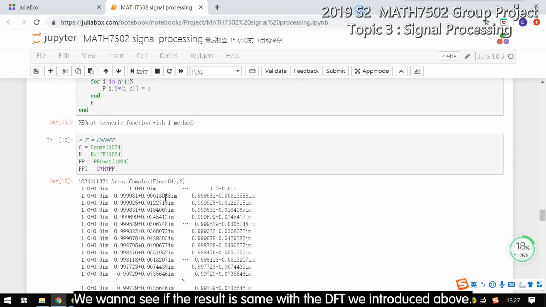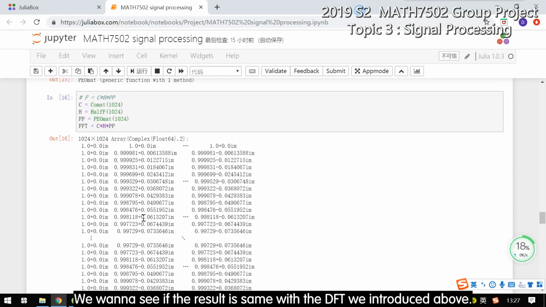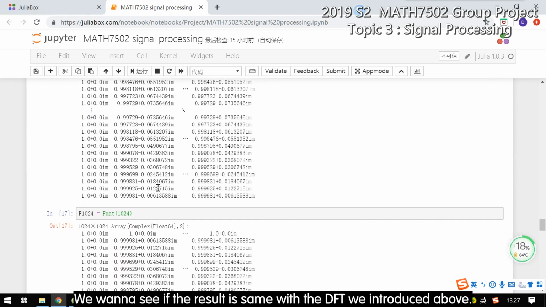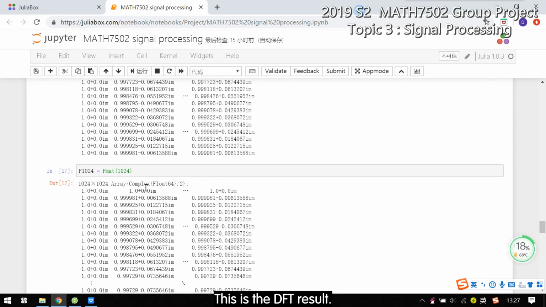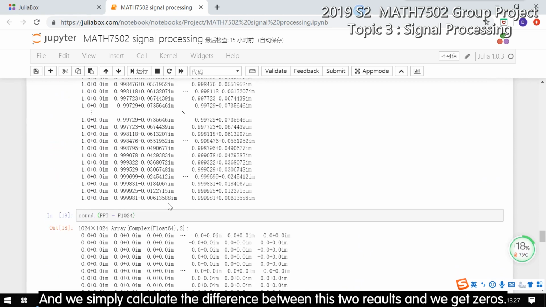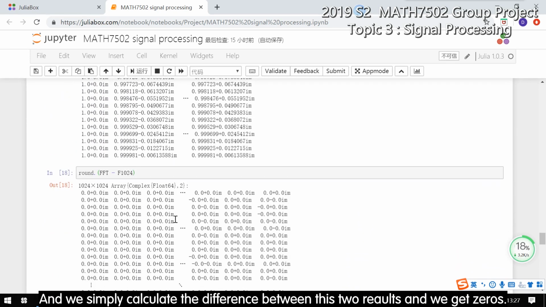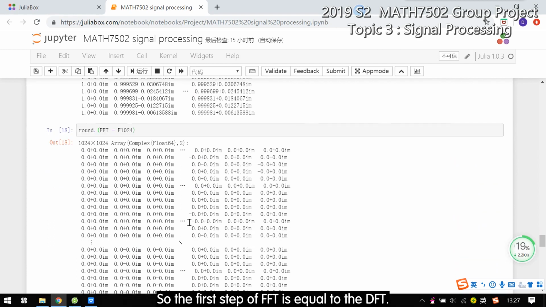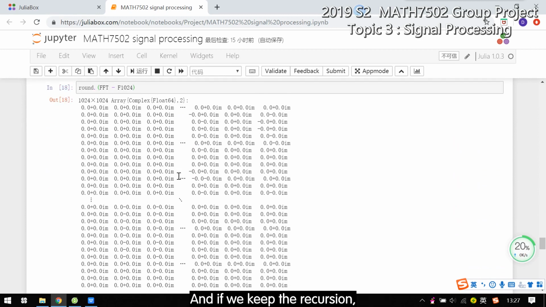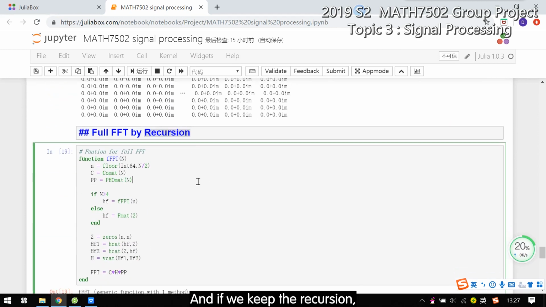We want to see if the result is the same as the DFT we introduced above. This is the DFT result. And we simply calculate the difference between these two results, and we get zeros. So the first step of FFT is equal to the DFT. And if we keep the recursion, we can calculate the full FFT.